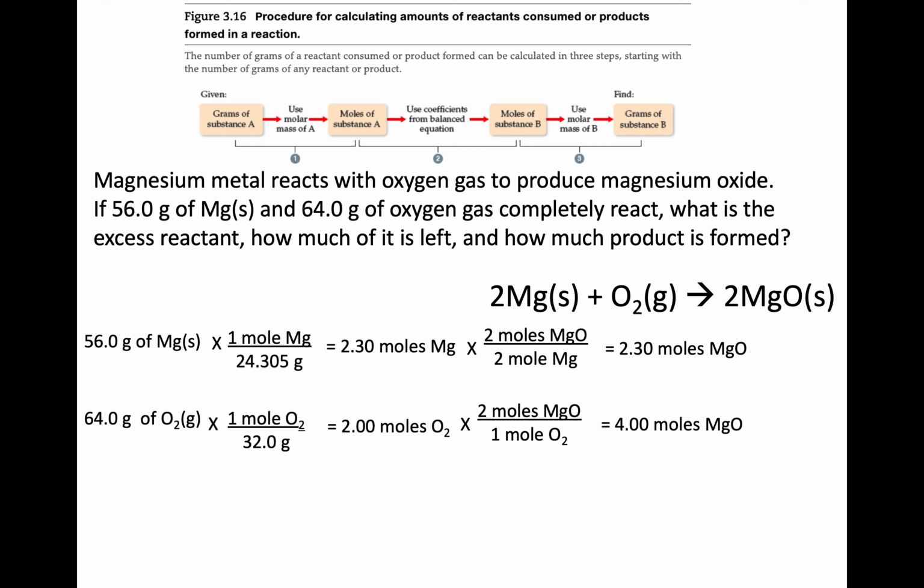Let's figure out which one's the limiting reactant and which one's in excess. So in each case, if we know how many moles of a particular reactant we have, we can use the coefficients in the balanced chemical equation to figure out moles of product. This would be working it through in terms of the magnesium. The one below it, working it through in terms of moles of oxygen.